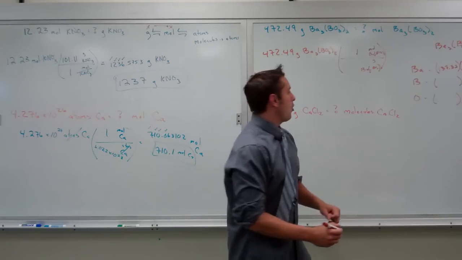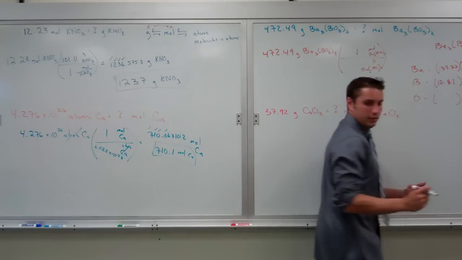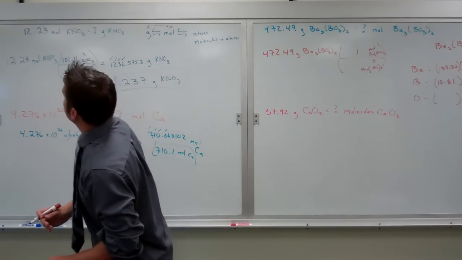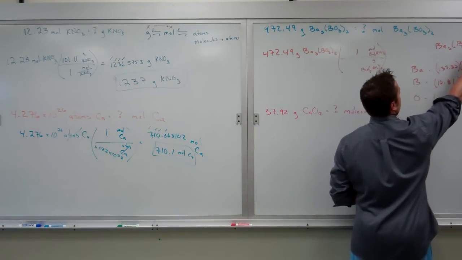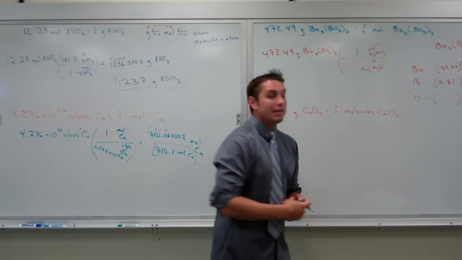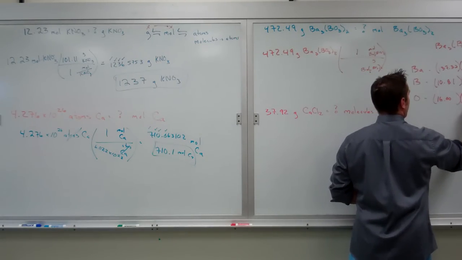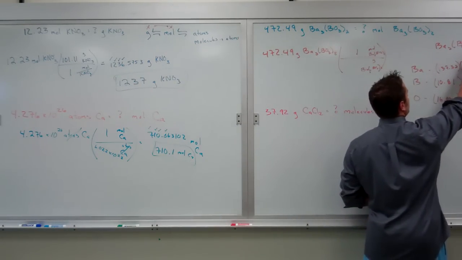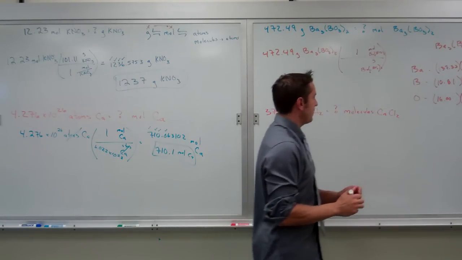Boron is next. Boron's number is 10.81. And the number of borons that we have is going to be 2 times the 1, so we have 2 boron atoms. Last but not least is oxygen. Oxygen we know is 16.00, and you have to be careful here because you have 2 times the 3 oxygens, which means we have 6.